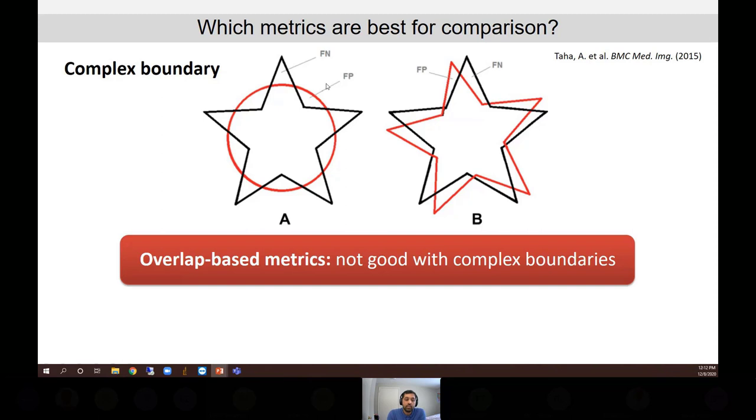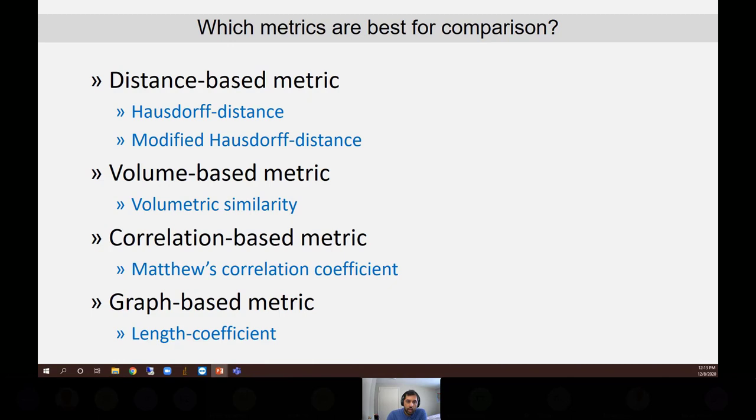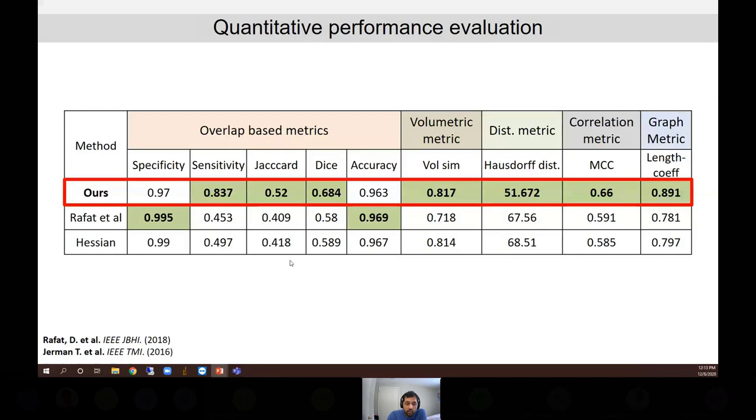So it turns out that these overlap-based metrics are not very good when we're talking about complex structured objects, such as vascular angiograms. There's a very interesting discussion in the paper that I've cited here, which argues that distance-based metrics are much better for general shape similarity, which is what we are looking for. So for our project, we looked at various metrics: the Hausdorff distance, modified Hausdorff distance, volumetric similarity, Matthews correlation coefficient, and length coefficient. It turned out that our method outperformed the state-of-the-art deep neural network and conventional methods, not only for the overlap-based metrics, but also for some of the other more accurate or relevant metrics.